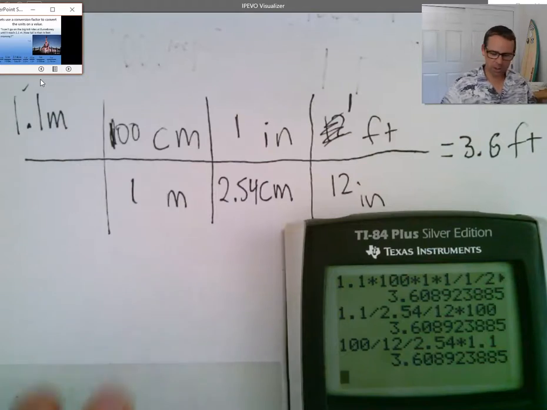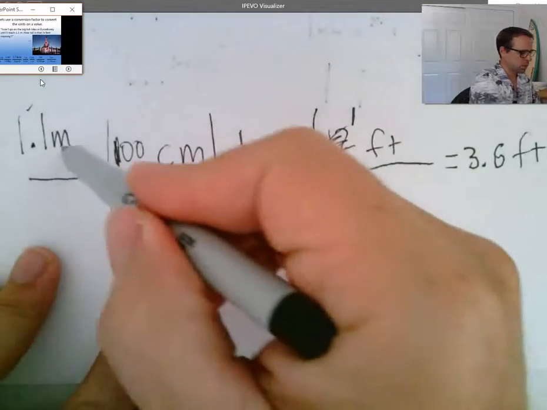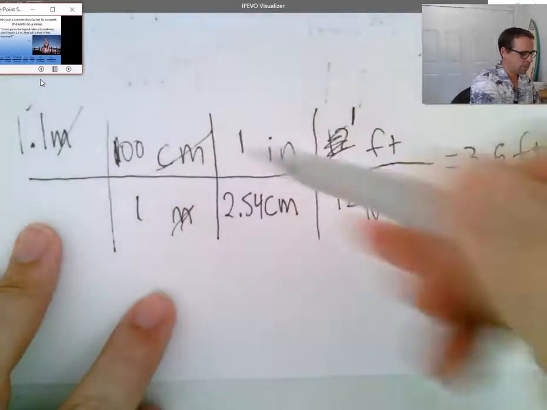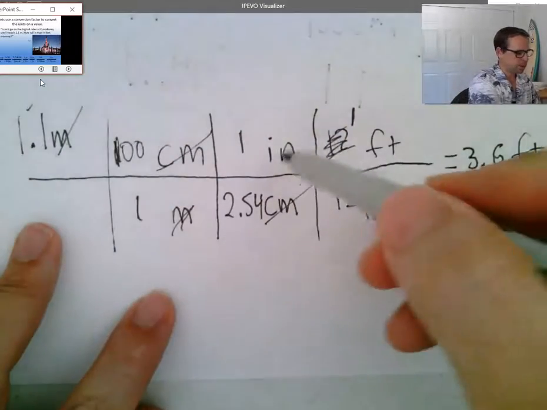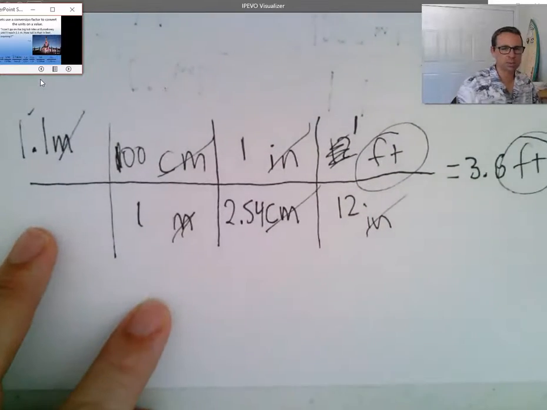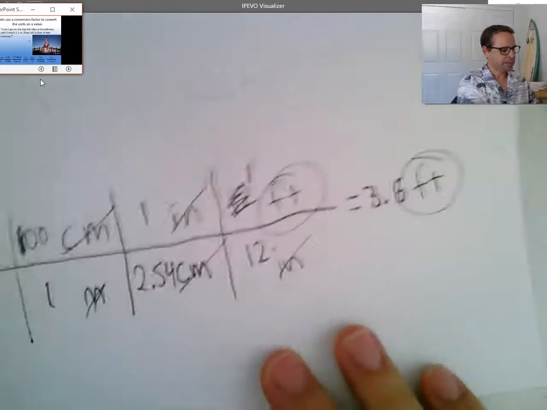Okay, very good. In terms of units, just a reminder, meters were canceled out because we divided by meters. Centimeters were canceled out because we divided by centimeters. Inches were canceled out. Feet are left. We didn't do anything with them, and that's what we wanted in the end. Okay, excellent.